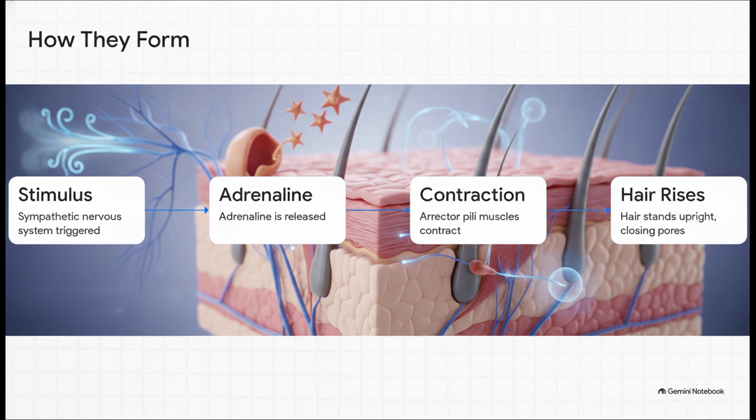Step 2. Your body releases adrenaline right in response to that trigger. Step 3. Electrical messages from your nerves command those tiny erector pili muscles we just talked about to contract. And finally, Step 4. The hair stands upright and the pores close up. It's a completely automatic reaction. You absolutely cannot voluntarily decide to just give yourself goosebumps.